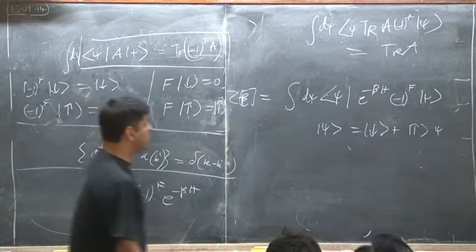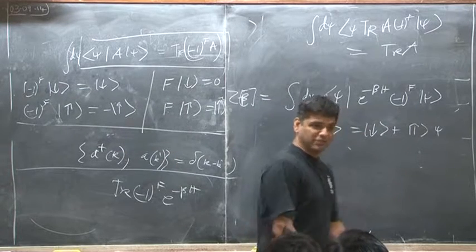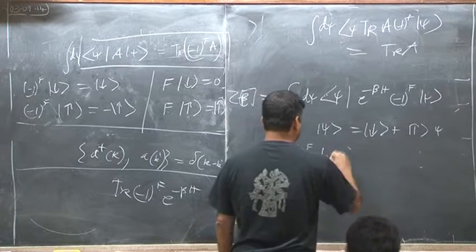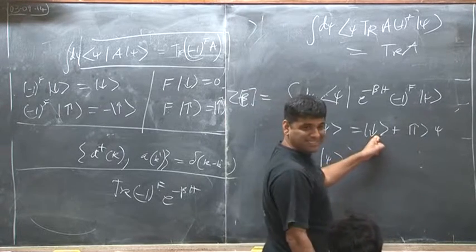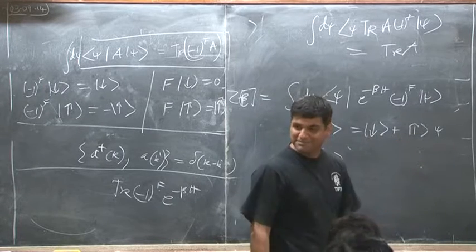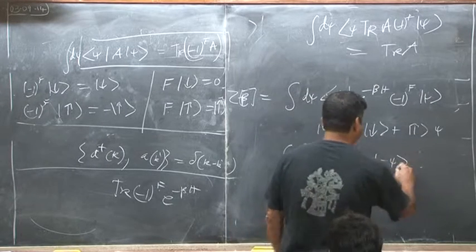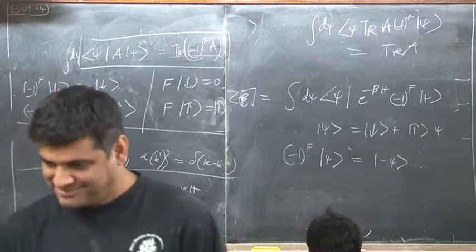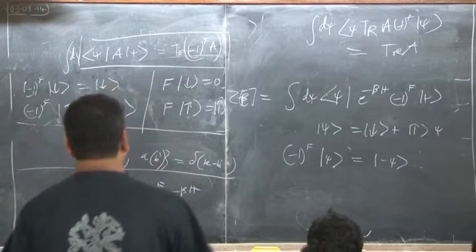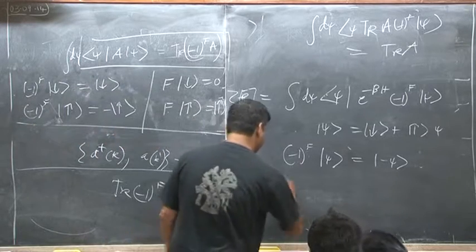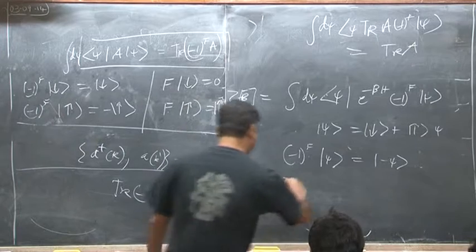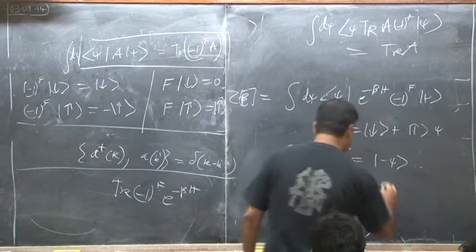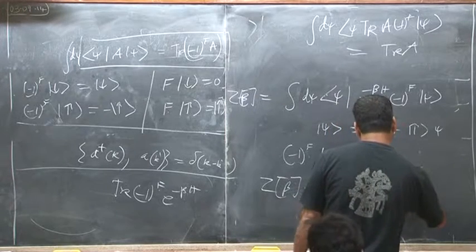Okay. Now, what is minus 1 to the power F on psi? Minus 1 to the power F on psi doesn't change down, but changes up to minus. So it's equal to minus psi. Okay, and so we've got a beautiful new formula for fermions. Z(beta) is equal to the integral d psi e to the power minus beta H.